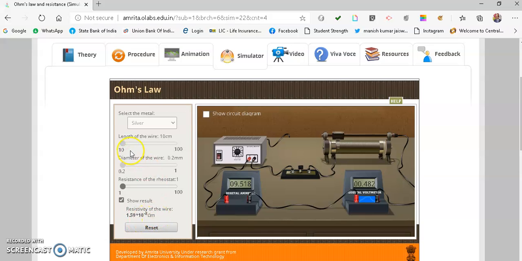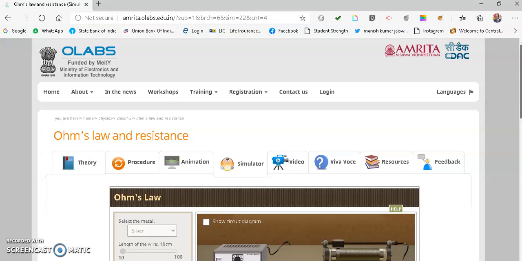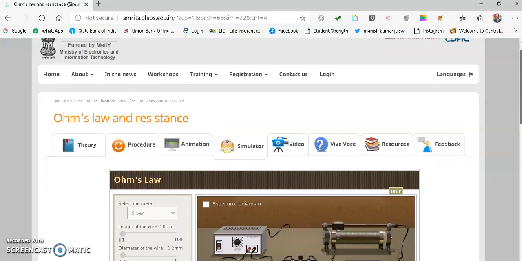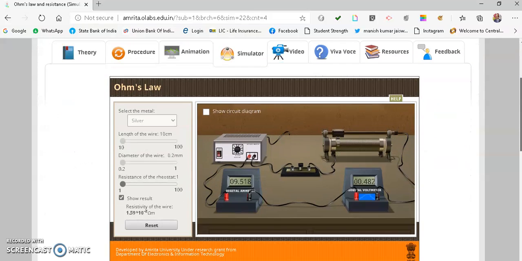So dear students, depending upon the length and the area of cross-section, and also on the resistance of the rheostat, we get this value of resistivity. A nice experiment which you should do, you should learn, and I would like to suggest you visit this site regularly to get more and more updates.